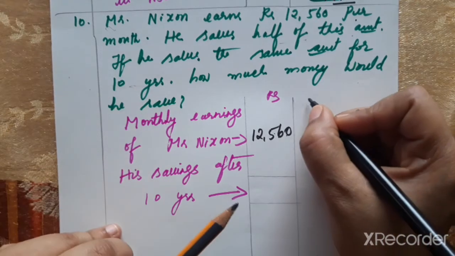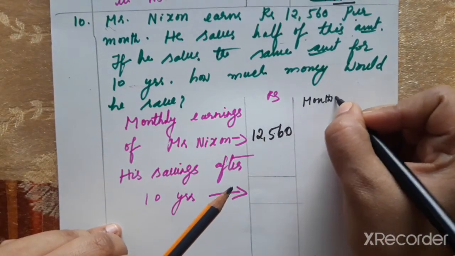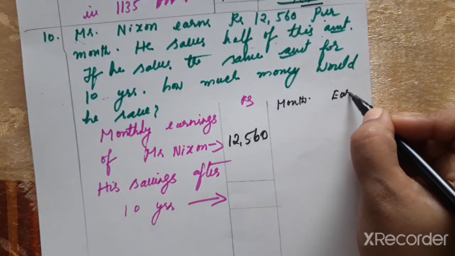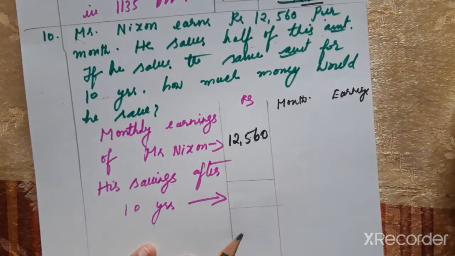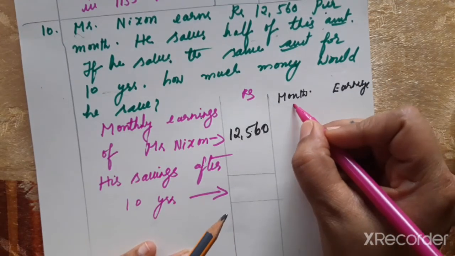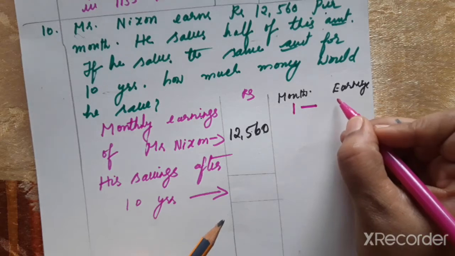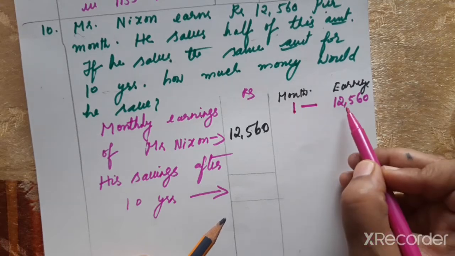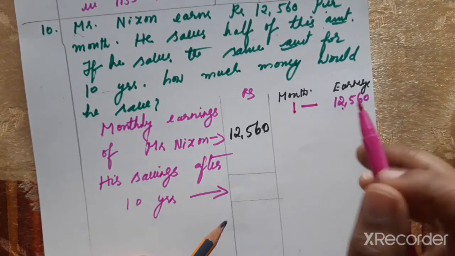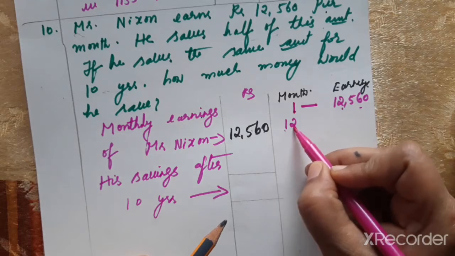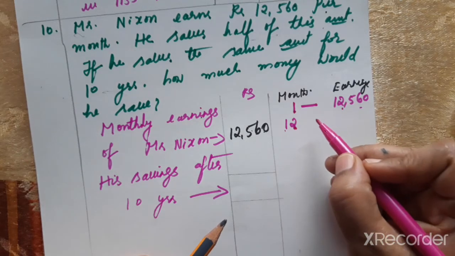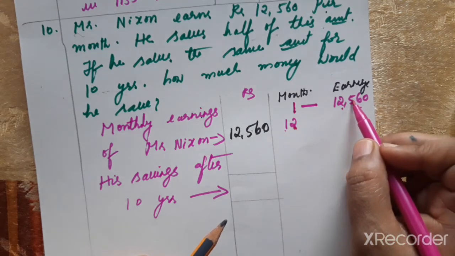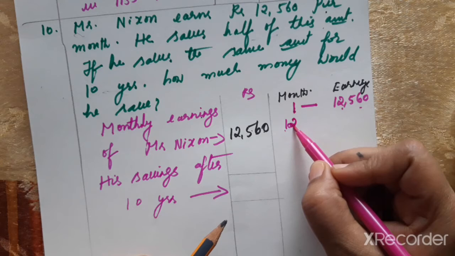So here we have to find 1 month earnings. For 1 month, Nixon's earning is 12,560. It is given in the question. Now 1 year is 12 months. We have to first find the yearly earnings and yearly saving. So 1 month value is given. So 1 year equals 12 months.